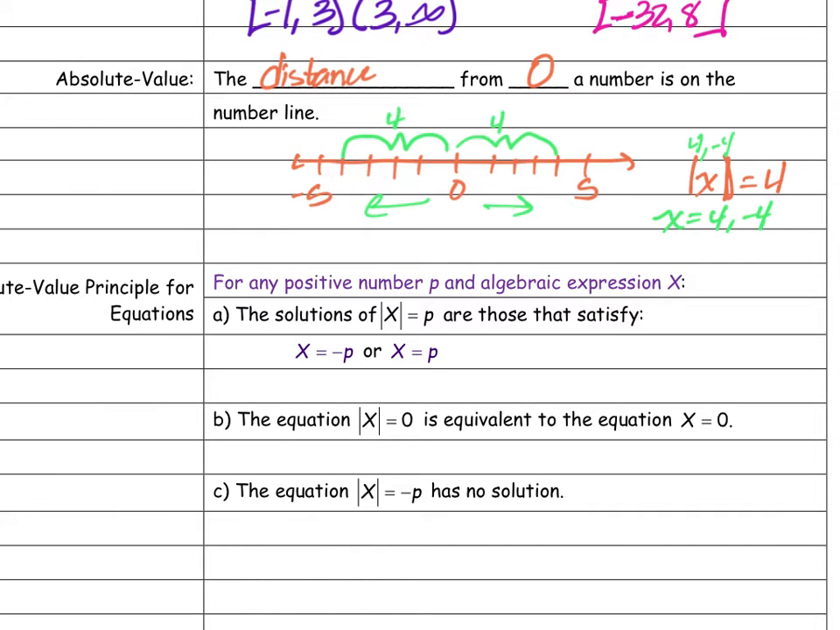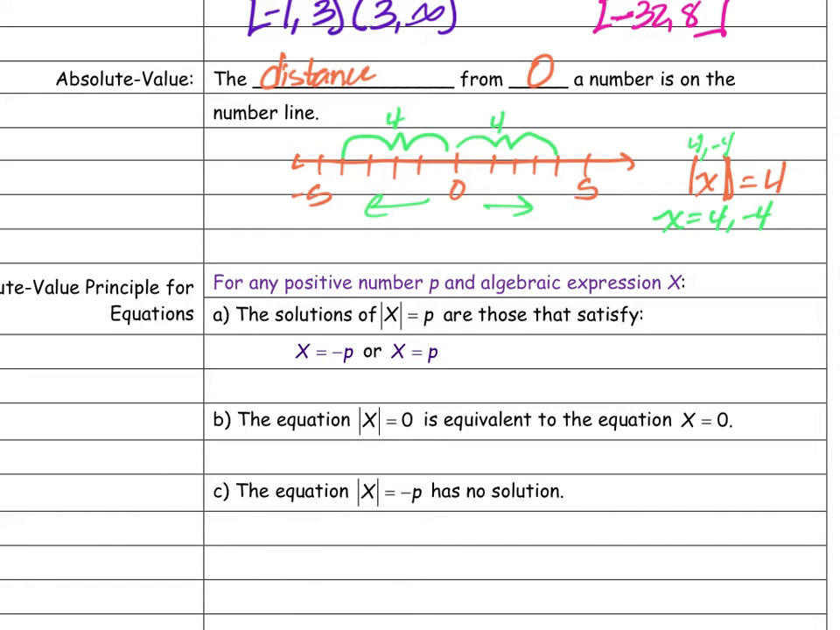So the first one, which is what we just got done talking about: the solutions of the absolute value of x equals p are those that satisfy x equals -p or x equals p. And we just talked about that with my example on the number line.